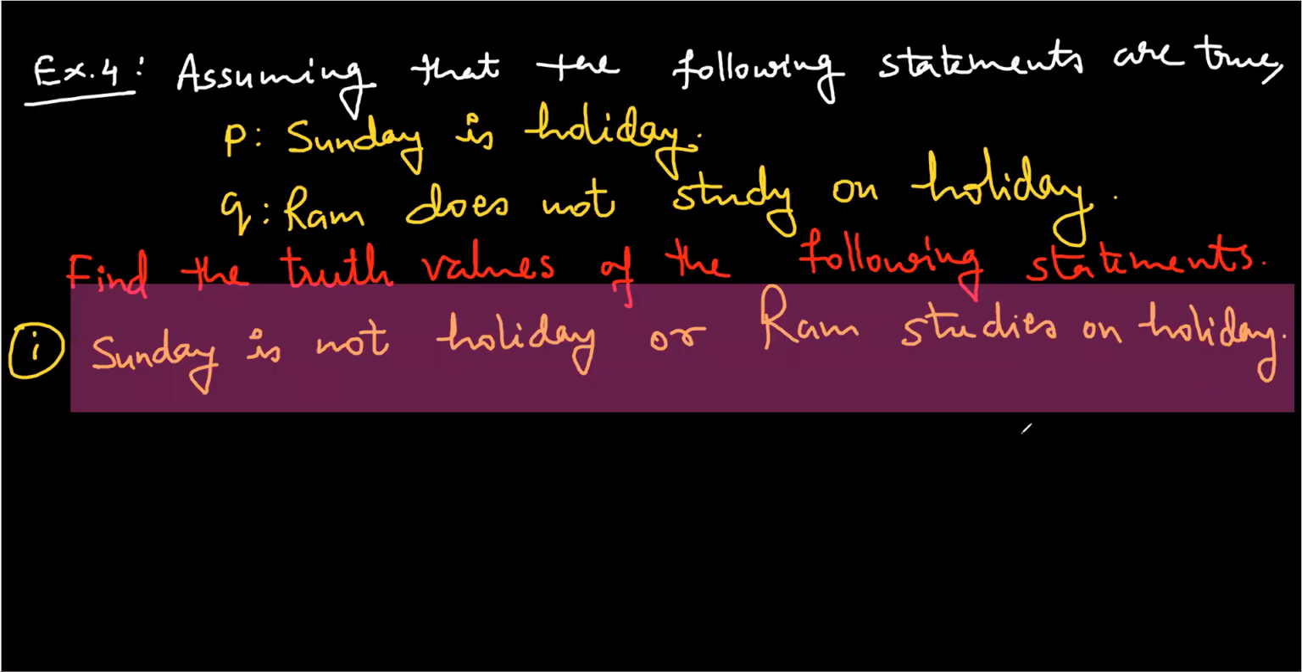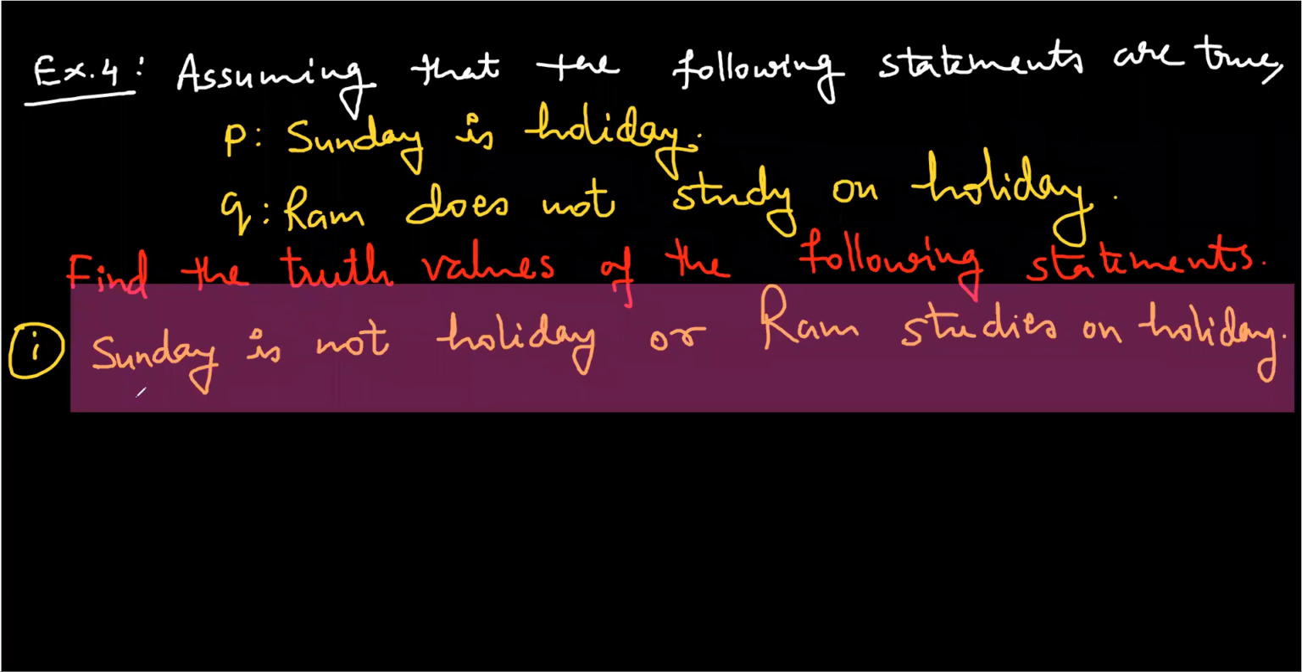Okay students, now we have another question where we have to solve a problem which demands as follows. The question says, assuming that the following statements are true. We are given Sunday is a holiday, P is true. Then Q statement is Ram does not study on holiday. Q is true. Find the truth values of the following statements.